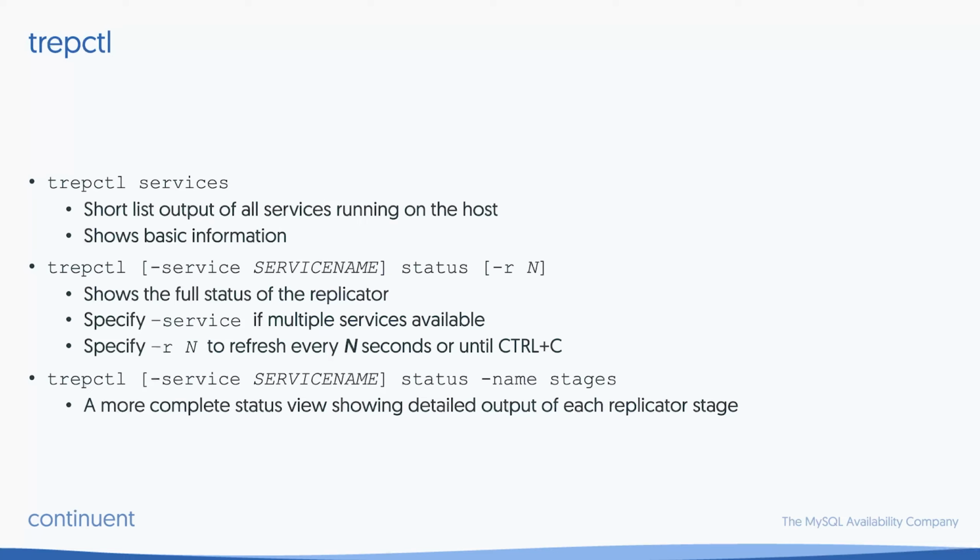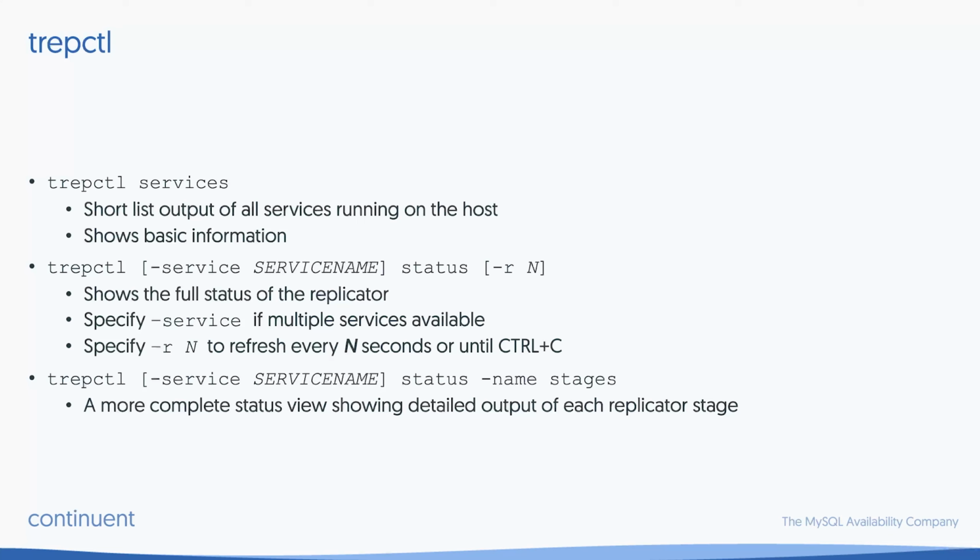You can then issue the trepctl status command. Passing the service name is optional on a single cluster, but if you are running a composite cluster with multiple services, you would need to supply the service name to capture the particular service you're interested in. And we also have the -r option, which will basically do an automatic refresh every n seconds or until Control C is pressed. Those options can apply to pretty much most of the status outputs, as you'll see on the subsequent slides. So the status gives you the status of the replicator.